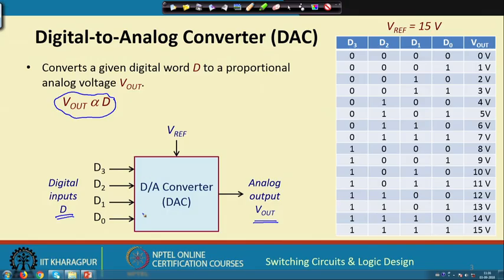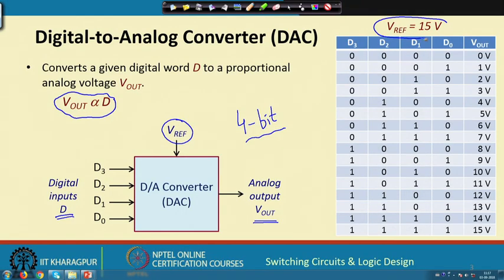Let us take an example of a 4-bit DA converter. We call it a 4-bit DA converter because it takes a 4-bit digital data as input, D0 to D3, and there is a reference voltage which we typically apply to a DA converter. The reference voltage determines what will be the maximum output voltage of the DA converter. Now, in the example that we are showing here, let us assume that our reference voltage is 15 volts.